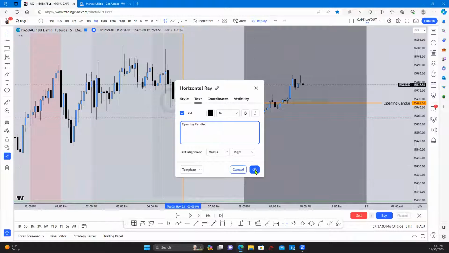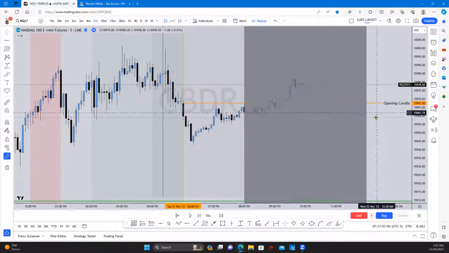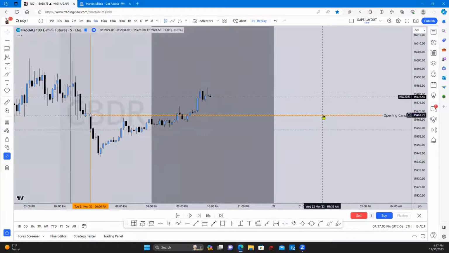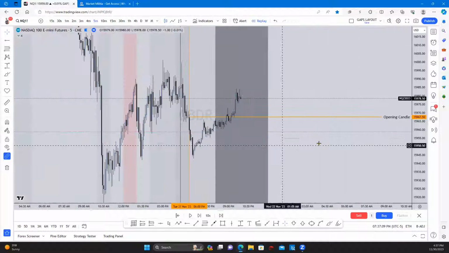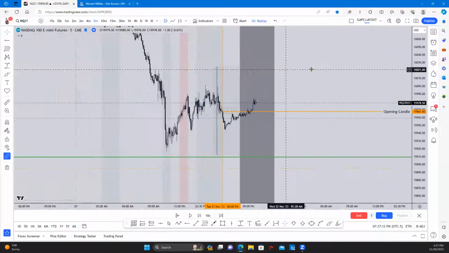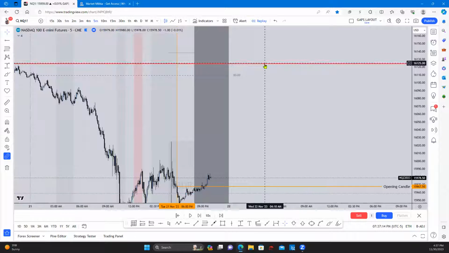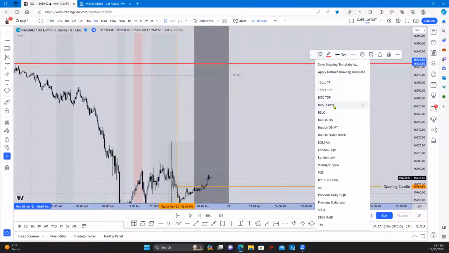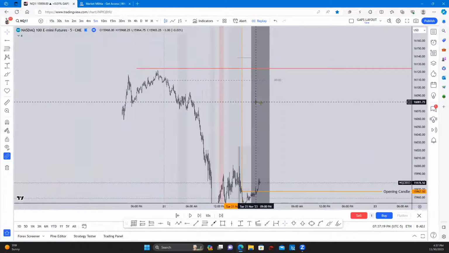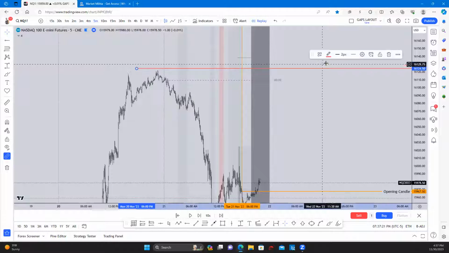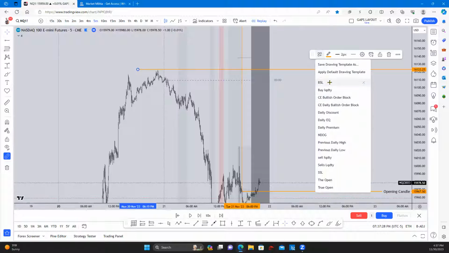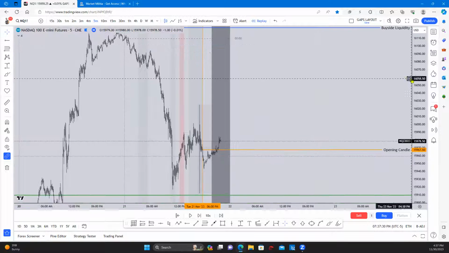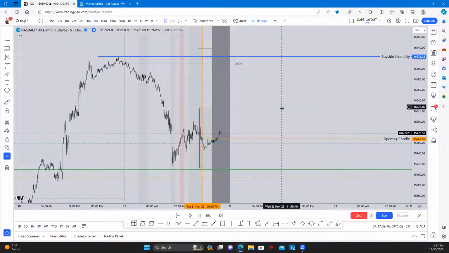Opening candle price. Okay, so as we run into Asia, anything below here, we're going to want to become a buyer. Okay, so we're anticipating the previous day as our draw on liquidity, right? So this is going to be our buy side liquidity. So let's make this here, buy side liquidity. Okay, and then this is our previous day's low.